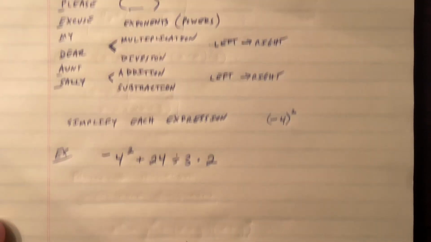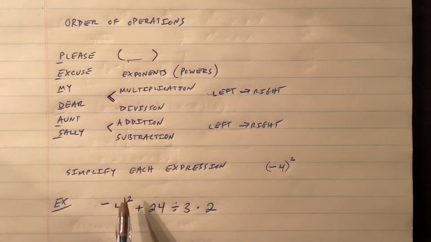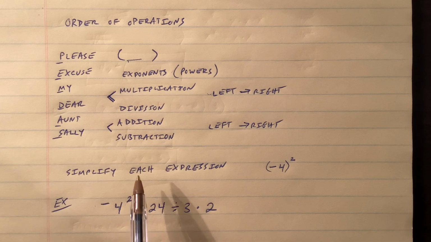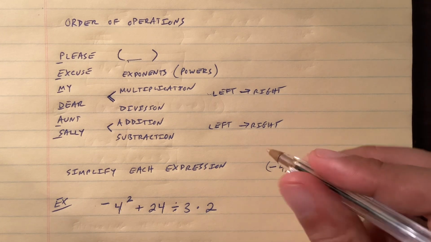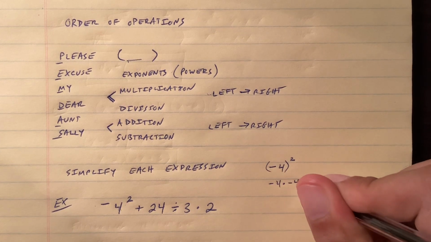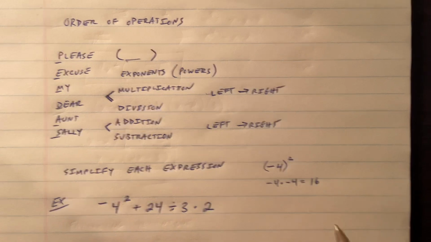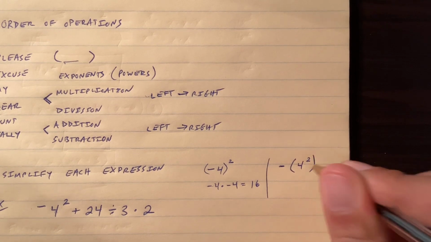And if we're taking a look at our outline, please excuse my dear Aunt Sally, the parentheses, we're going to look for parentheses or brackets first. We don't see any of those, so we move on to number 2. We're going to take a look at exponents. And we do see an exponent right here. Remember, it's 4 being squared, not negative 4 being raised to the second power. If it was negative 4 being raised to the second power, it would be negative 4 times negative 4. Negative times negative is a positive, and we'd get positive 16. But that's not the case here. In this case, we have this.